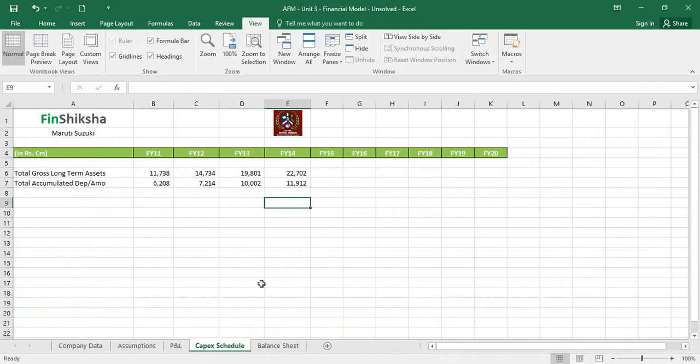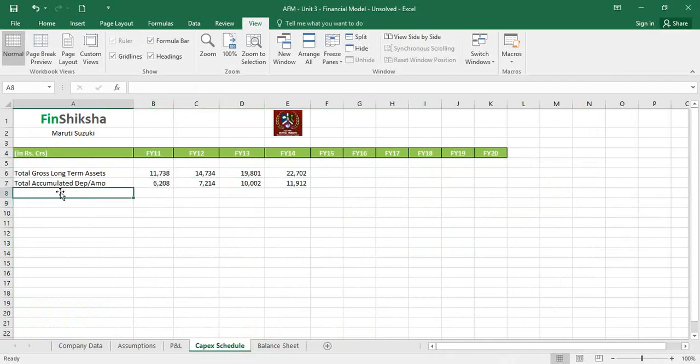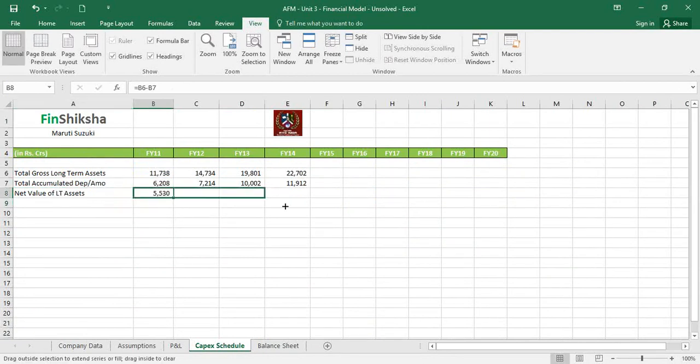Essentially we are looking at the gross long-term assets, or non-current assets gross value, then the total accumulated depreciation, and the difference of these two should give us the net value of long-term assets. So we can just find the difference, A minus B, and that's the net carrying value. On the balance sheet, we typically carry this value.